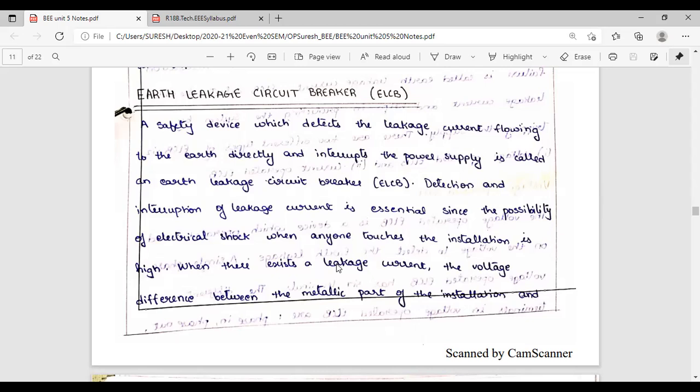Suppose earthing is not there and current is passing in the fridge. If you touch the fridge or open the fridge door, whatever current is flowing in the fridge will enter into our body also. Then we will be affected with shock. That's why earthing is provided. So earth resistance is 0.